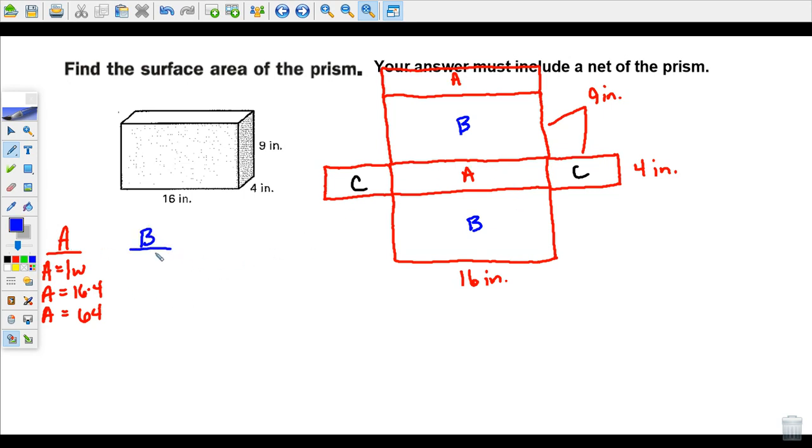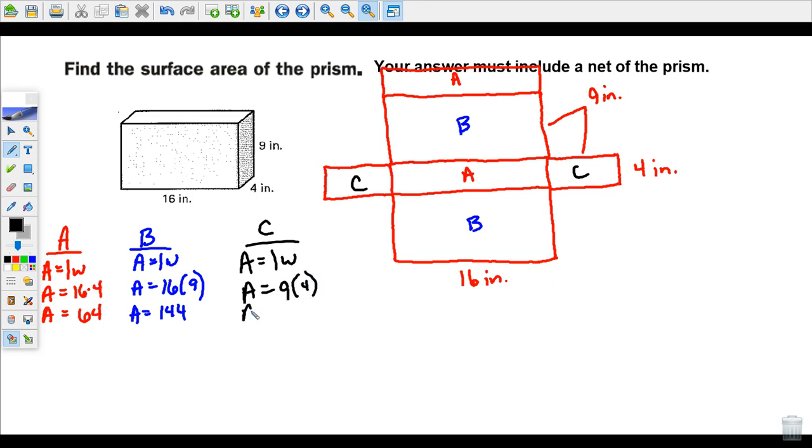For B, another rectangle, so length times width. B is 16 by 9. So we have to do 16 times 9, which is 144. And again, not going to double it. I'm going to do that at the end. C, another rectangle, length times width. It is 4 by 9, which is 36.